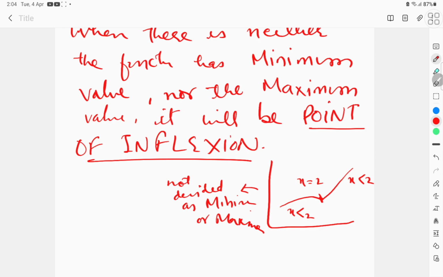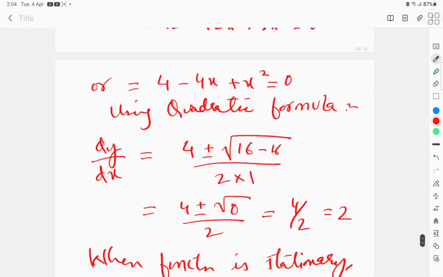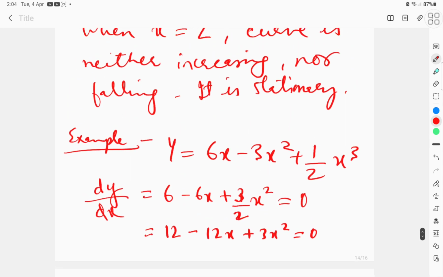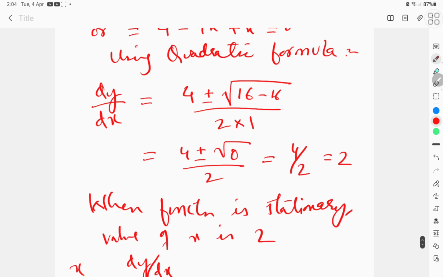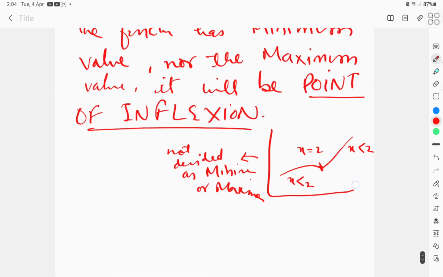This is enough for today. You may solve this equation, find out the graphical representation of this example, and write in the comment section. I will continue with the second derivative in the next lecture.